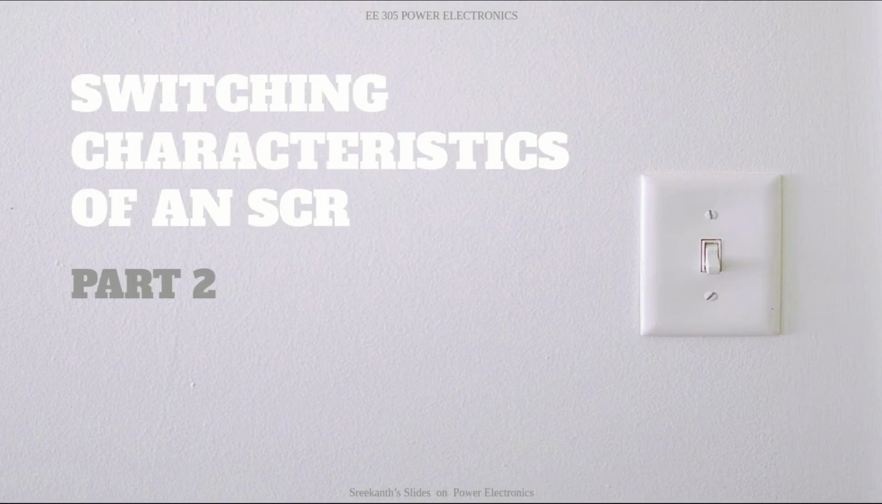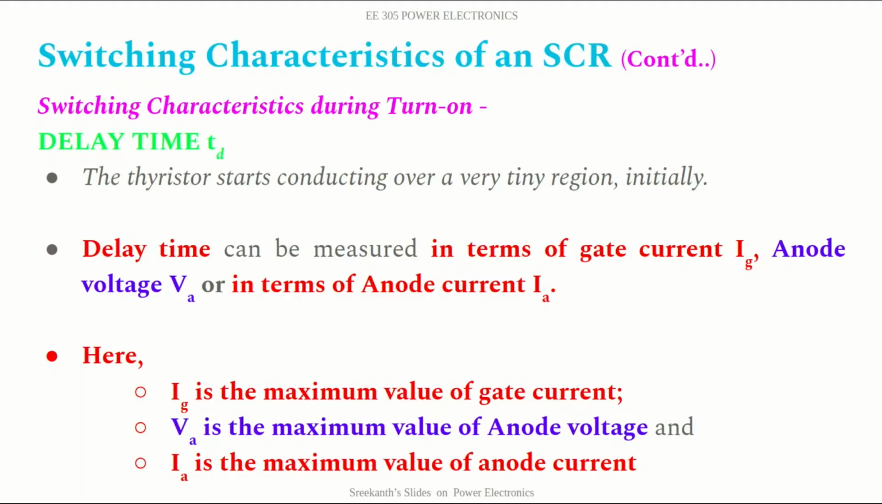In this section, we'll be looking into the switching characteristics of an SCR during turn on. Now, as I said earlier, the turn on time is divided into three parts: delay time TD, rise time, and spread time. Now let's look at delay time.